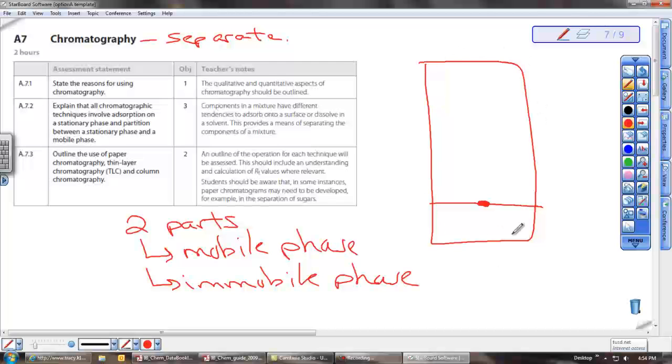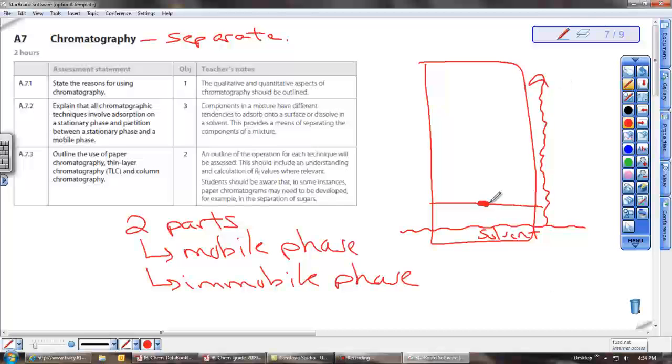The paper plays the role of the immobile phase. It's not going to move. And I'm going to dip the end of this paper, which contains a spot of my mixture, in a solvent. And that solvent is going to play the role of the mobile phase. The solvent will move up the paper by capillary action.